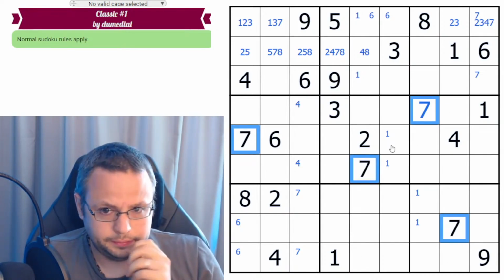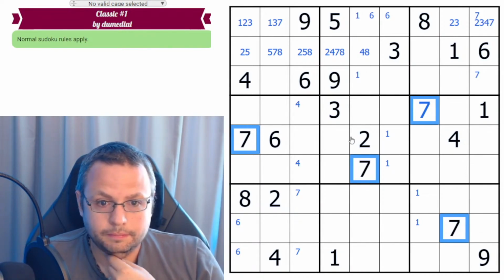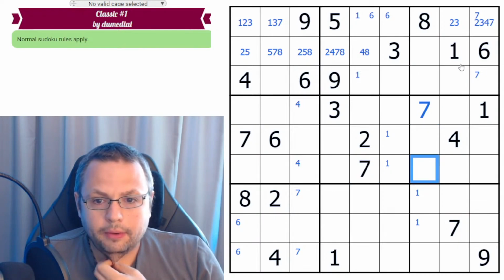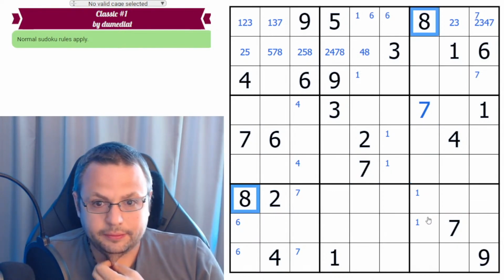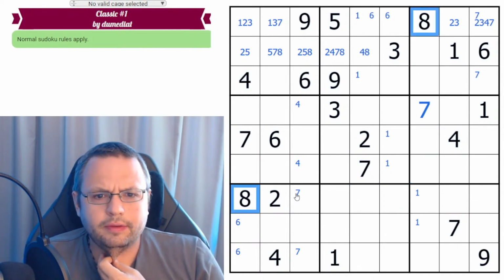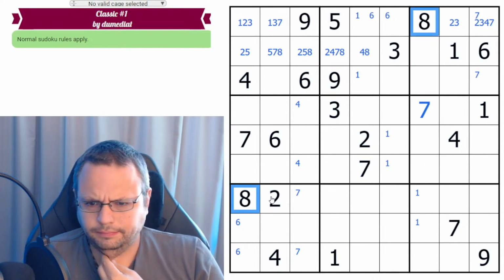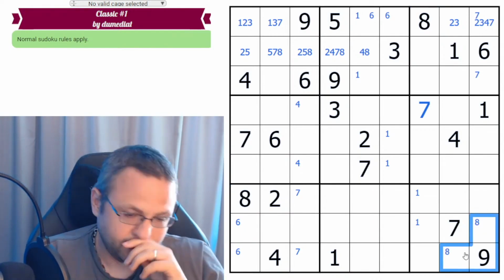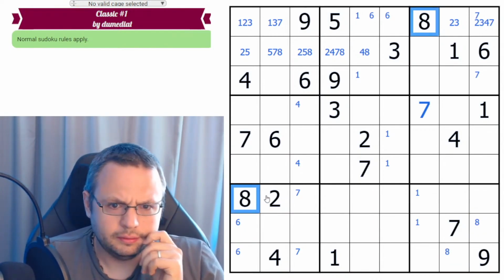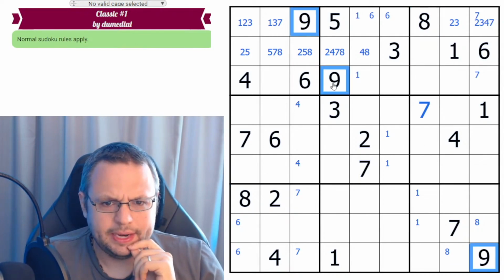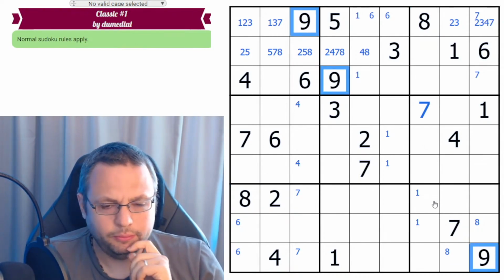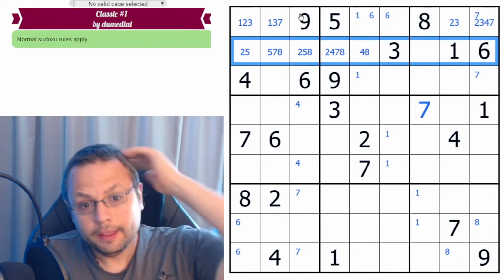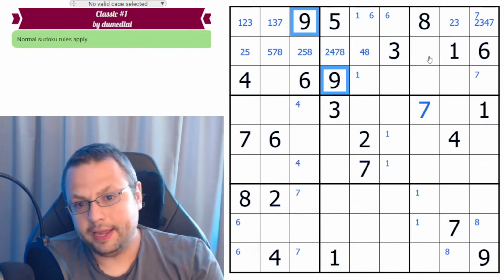Now, so we did 7s. What about 8s? We don't have many 8s. We do have 2 8s that put 8 in the corner down here in one of these two cells. But that's it. What about 9s? Well, that's helpful. So the 9 here is placed here.